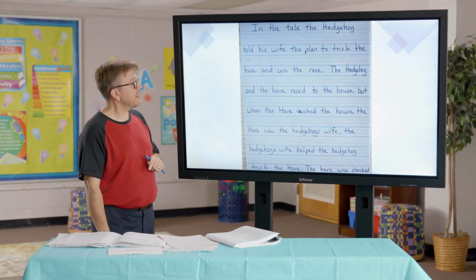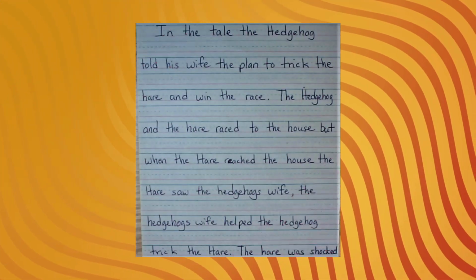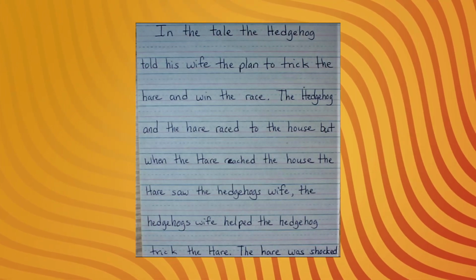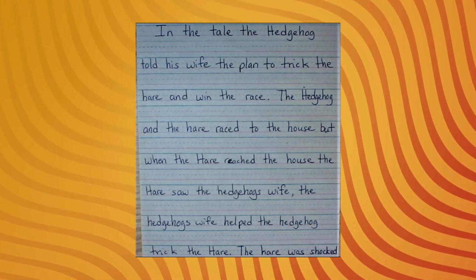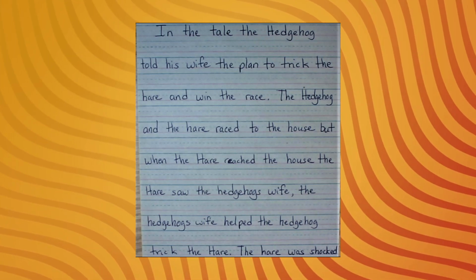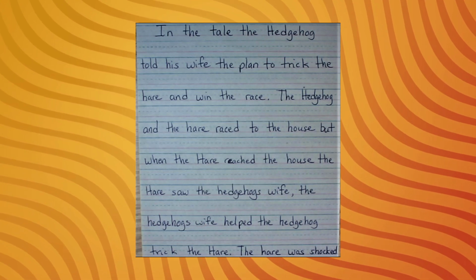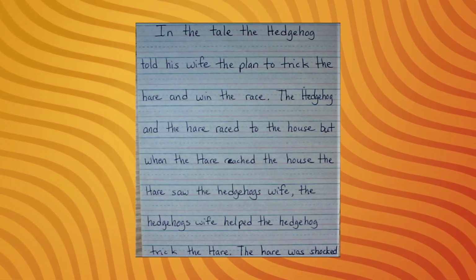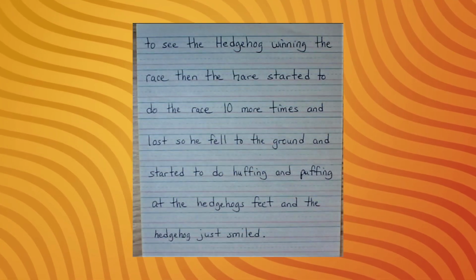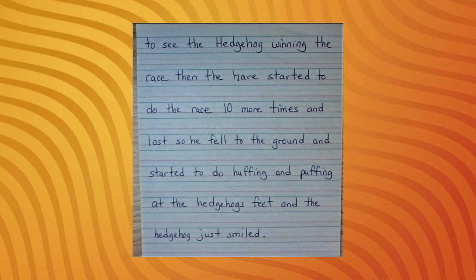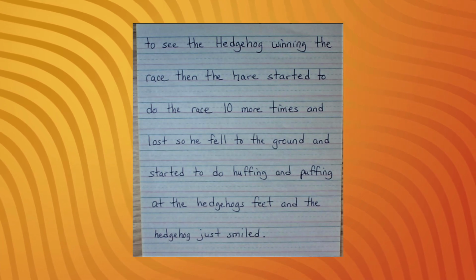In the tale, the hedgehog told his wife the plan to trick the hare and win the race. The hedgehog and the hare raced to the house, but when the hare reached the house, the hare saw the hedgehog's wife. The hedgehog's wife helped the hedgehog trick the hare. The hare was shocked to see the hedgehog winning the race. Then the hare started to do the race 10 more times and lost, so he fell to the ground and started to do huffing and puffing at the hedgehog's feet, and the hedgehog just smiled.